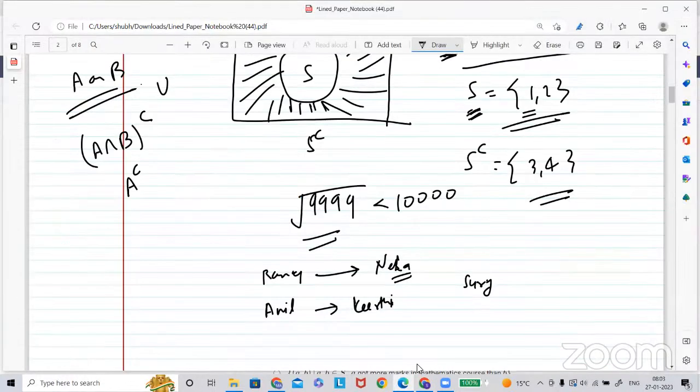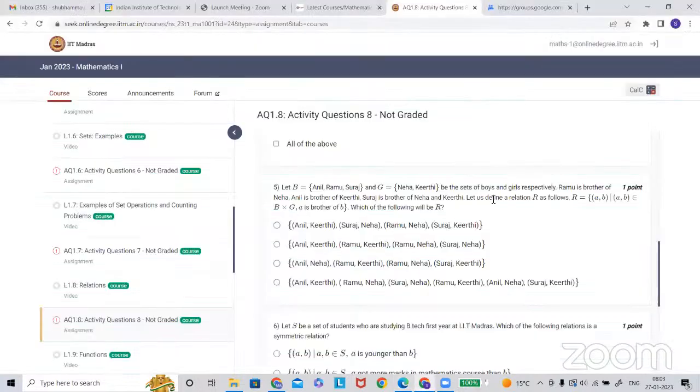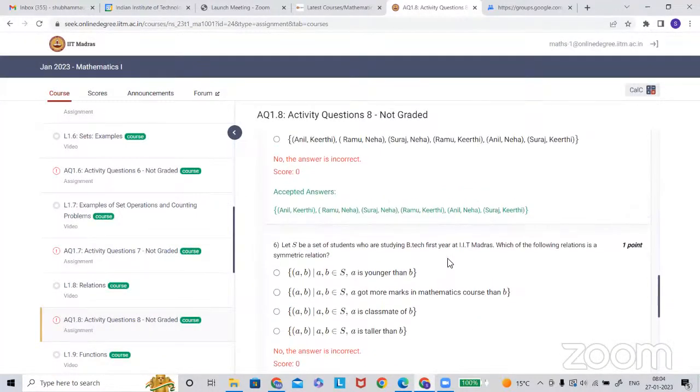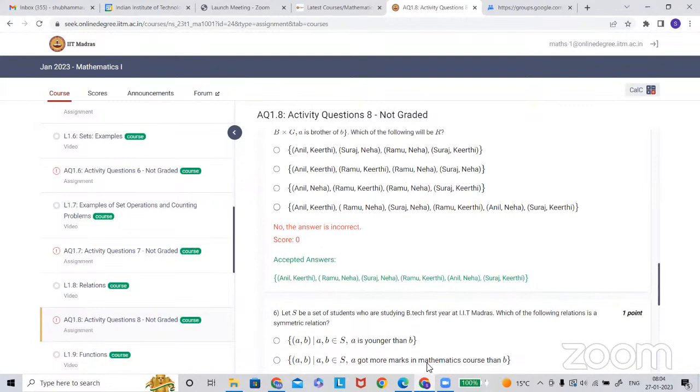Okay, Suraj is there, and he is the brother of Neha and Kriti both. Next, now let's define a relation. So which option is going to be true in this? Which option is saying? Last option. Yeah. Okay.